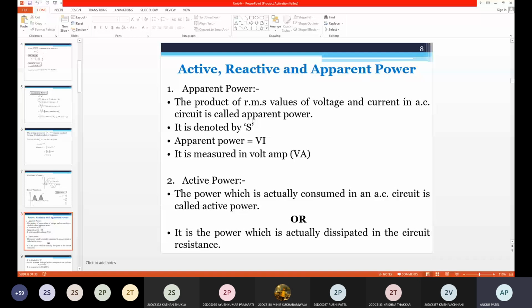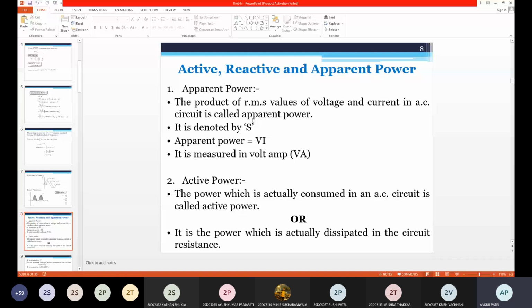Active power, or true power, or average power: the power which is actually consumed in an AC circuit, or actually dissipated in the circuit resistance, is called the active power. So active power P is equal to VI cos phi, that is your true power, consumed in the circuit. The unit is watt or kilowatt.